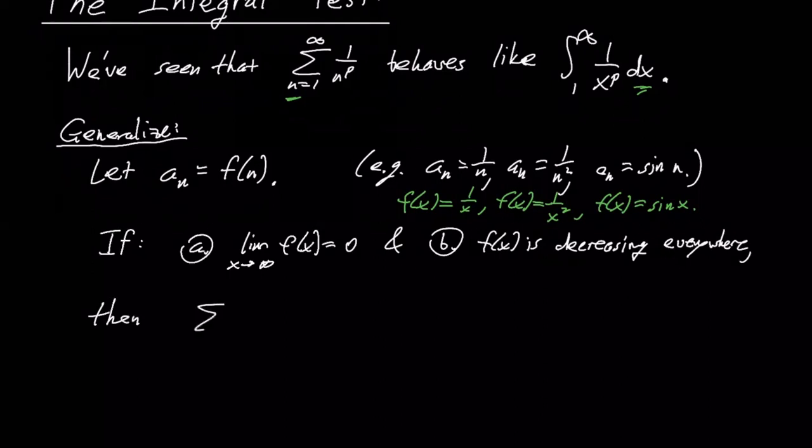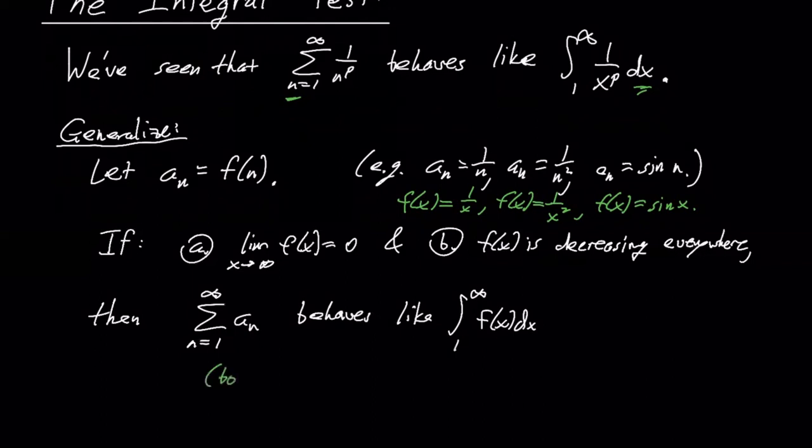The sum from, again, it doesn't have to start at 1 to infinity, but we'll just write 1 to infinity here. The sum of a n, that infinite series, behaves like the integral from 1 to infinity of f of x dx. And by behaves, I mean it converges or diverges. Either they both converge or they both diverge.